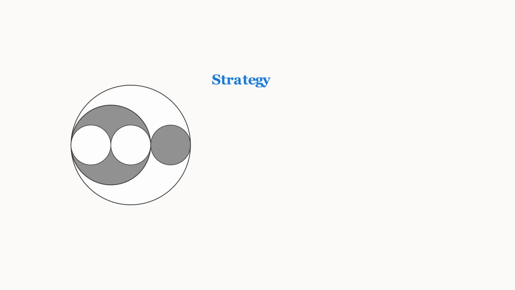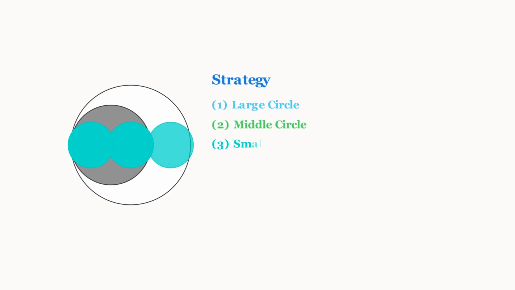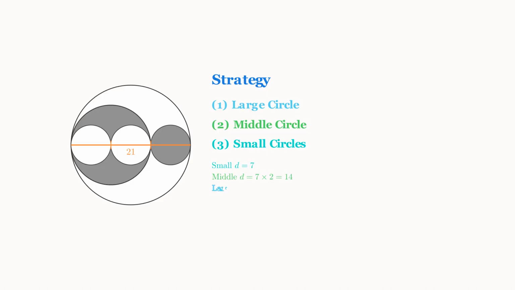Before we calculate anything, let's think about this step by step. First, how many different circles do we see? We can see three types of circles here, one large, one middle, and three small ones. Now, the large circle has a diameter of 21 centimeters. Look at the diagram carefully. Three small diameters fit exactly across the large one, so each small circle has a diameter of 7. So the small circles have diameter 7, and the middle circle spans two small diameters, giving it a diameter of 14. We now know all three sizes.